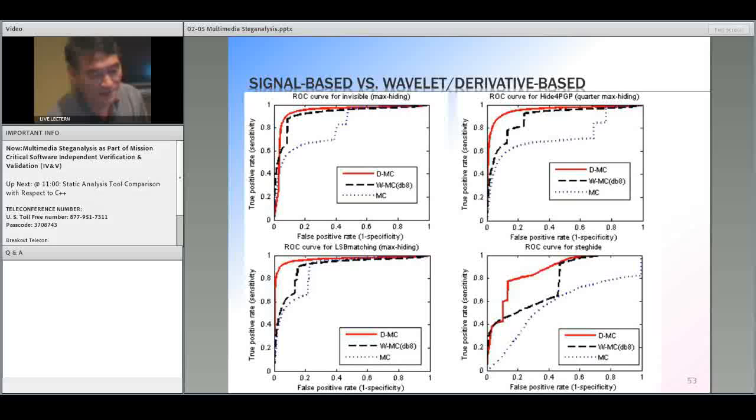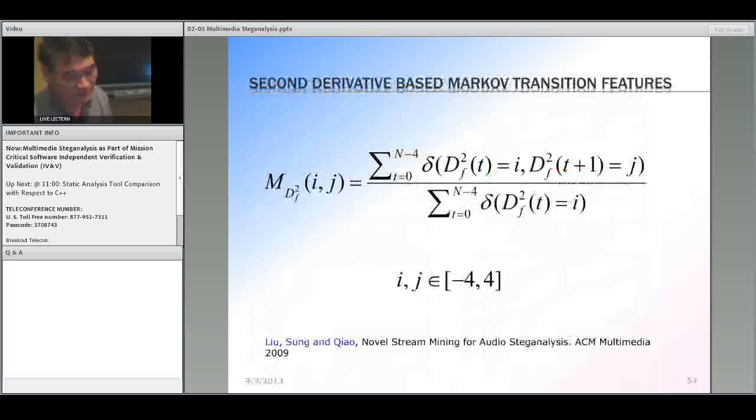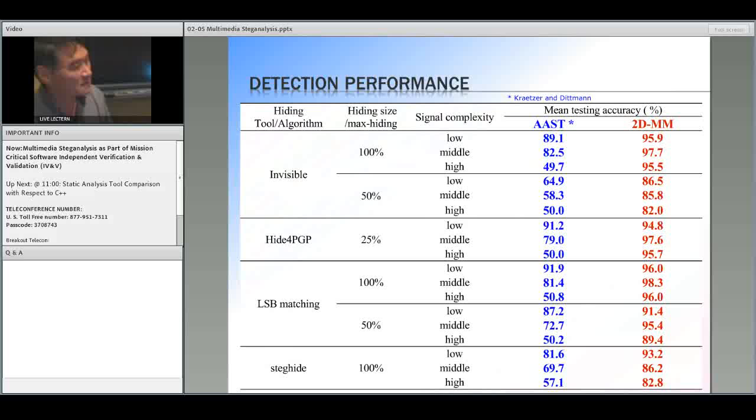This shows the ROC curve for the signal-based versus wavelet and derivative-based detection performance. You can see in each group curves showing the results of 3 different algorithms. The key is to look at the second order derivative, right? And combine it with the Markov transition features of the signal as your base features for detection. These different rows represent different steganography algorithms, and the mean testing accuracy is listed at the right.